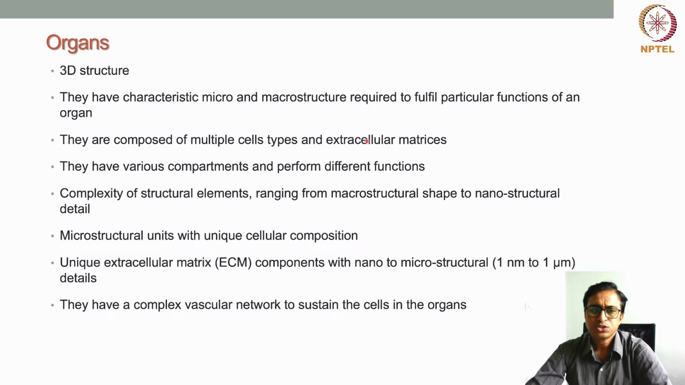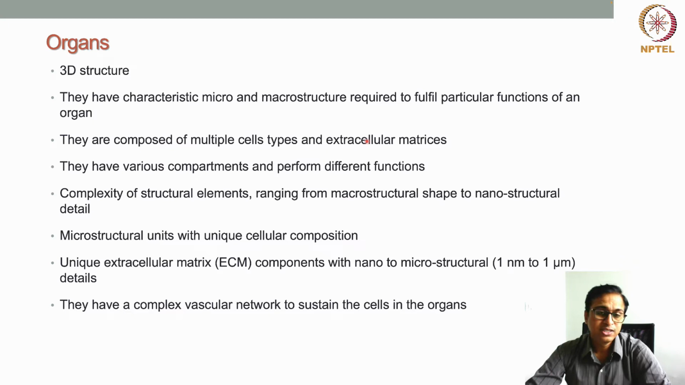So across the different tissues, the extracellular matrix composition can vary from one tissue to another, and also the proportion of these different components can vary from tissue to tissue. Suppose one tissue and another tissue have a similar type of extracellular matrix components, but the proportion can vary. Also, the arrangement of all these extracellular matrix components, the microstructure, can vary, right?